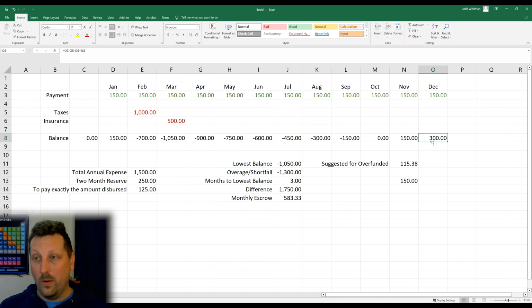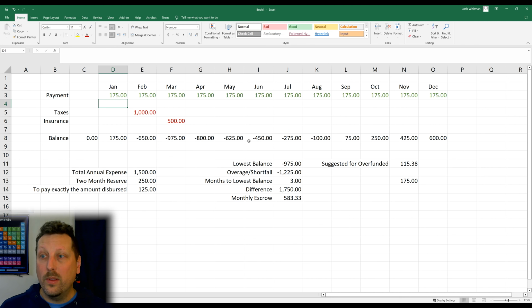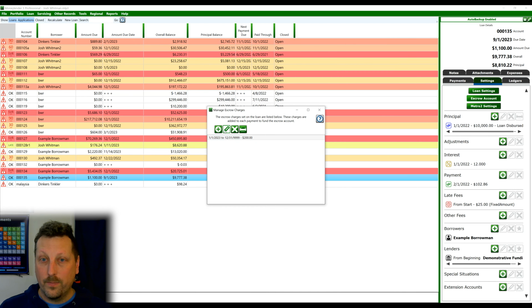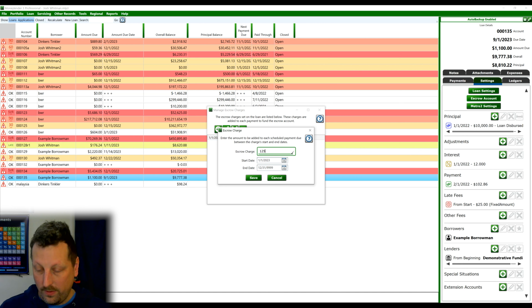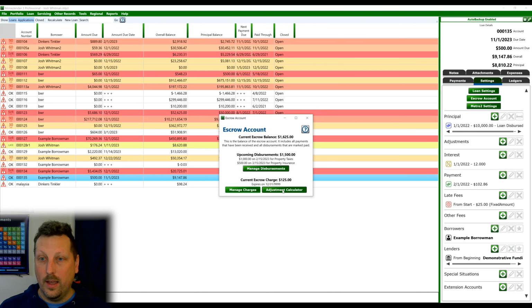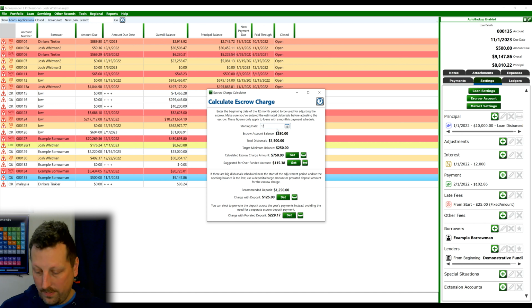Now, if the property taxes go up, then this number is going to be a lot lower. So you don't want to be super duper forgiving, but pick a number that's reasonable to you, that's generally going to be in between. Let's put this back to 125. And go back to our charge calculator for January.